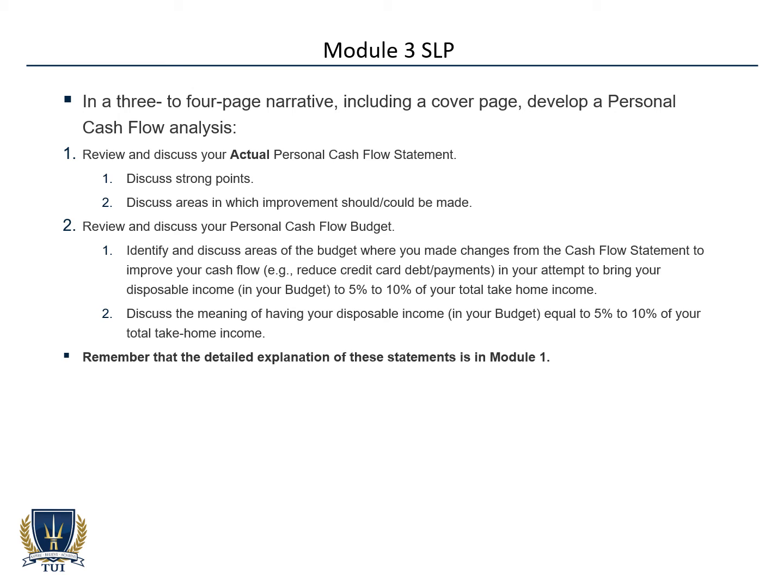Number two, discuss the meaning of having your disposable income. The meaning of having your disposable income and your budget equal to 5 or 10% of your total take-home income is that's an amount of money you can save every month. You can invest it, try to get a return on it. You can save and buy a house. You can save and buy a rental property. You could save for a vacation.